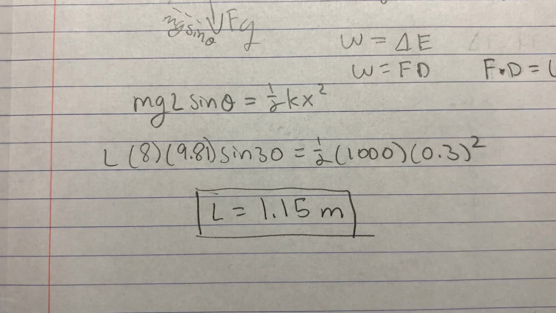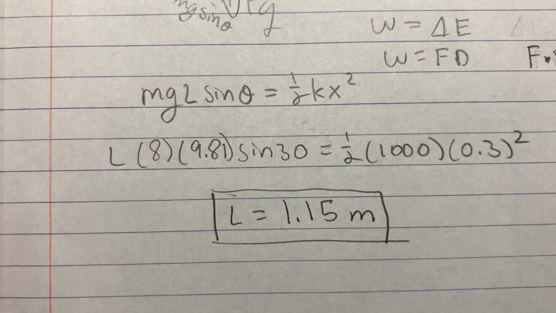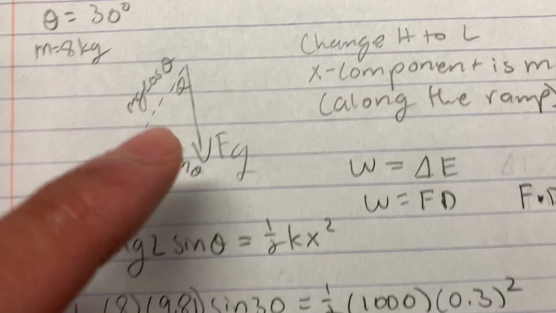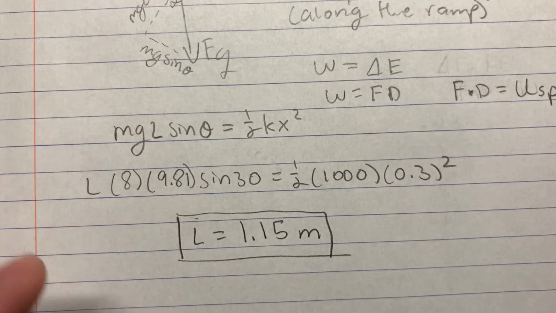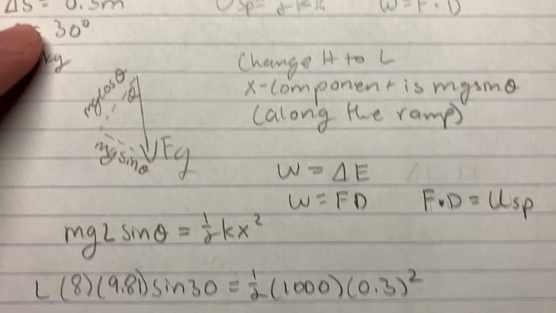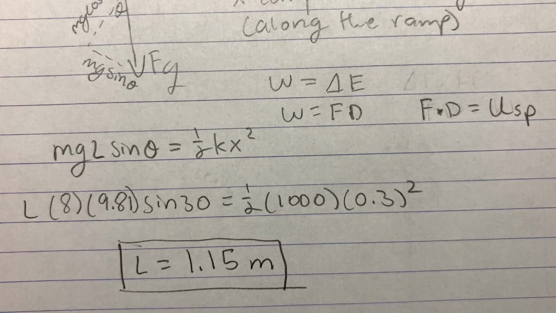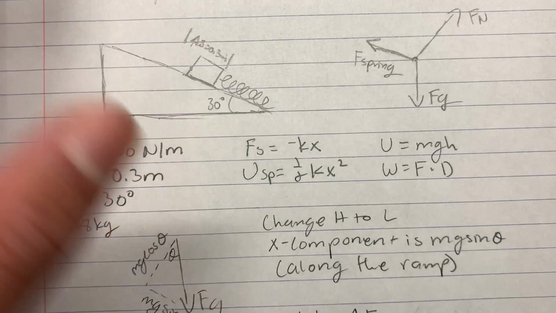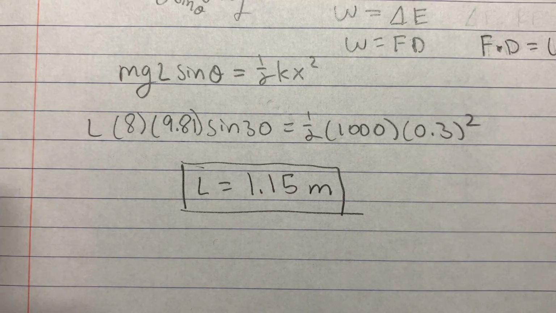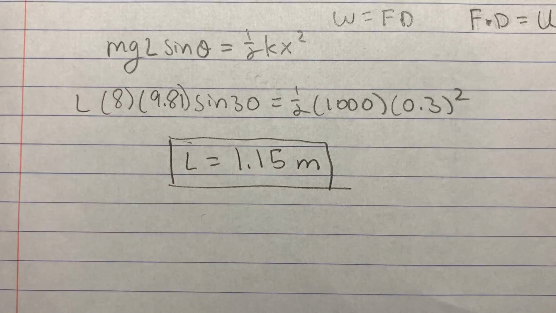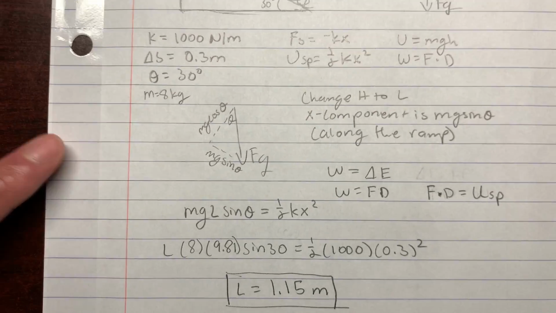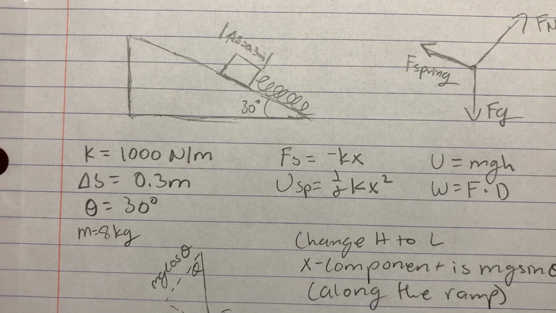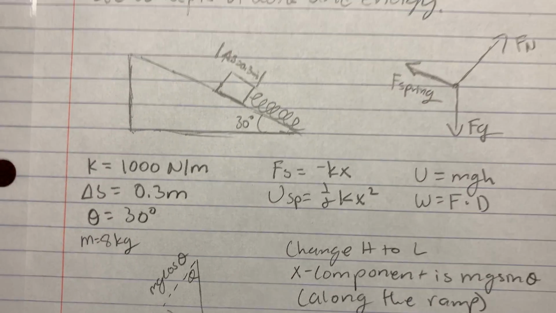And so when you plug in everything, I'm moving L all the way to the left, so I plug in mass, which is 8, gravity, which is 9.81 meters per second squared, sine of 30, because the angle is 30 degrees. That's equal to 1/2 times 1,000, which is k, times 0.3 squared. That's how much the spring is compressed, 0.3 meters. And so you plug that in, solve for the distance, which is L, and you get 1.15 meters. That means the block travels up the ramp for 1.15 meters after the spring is released.